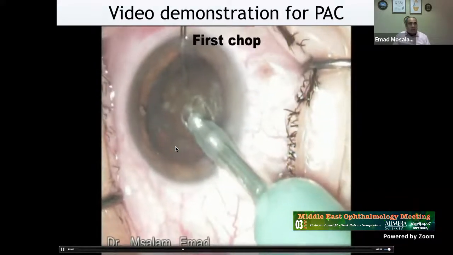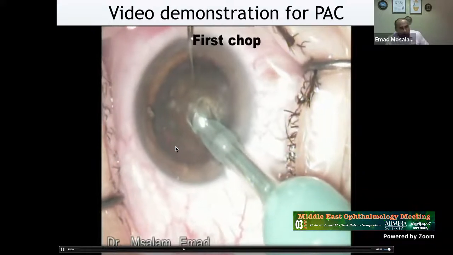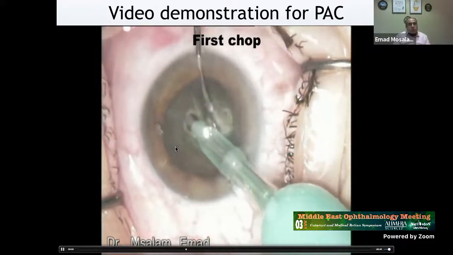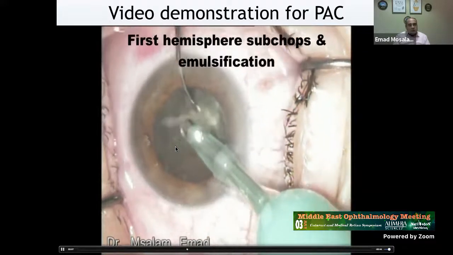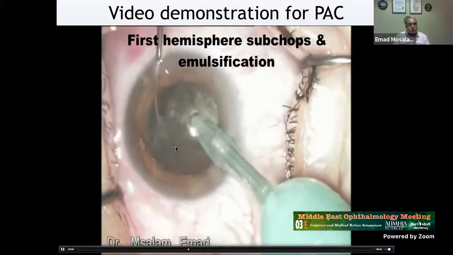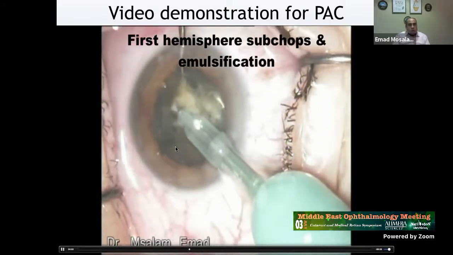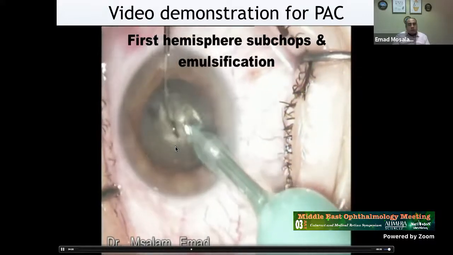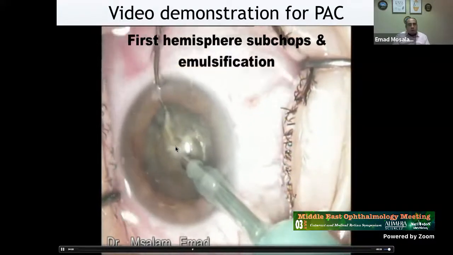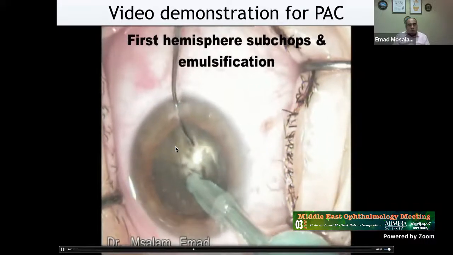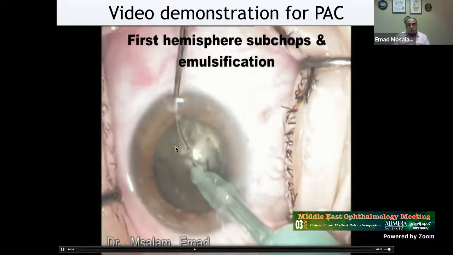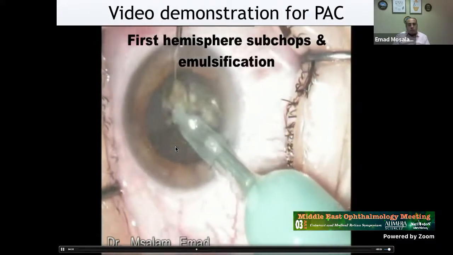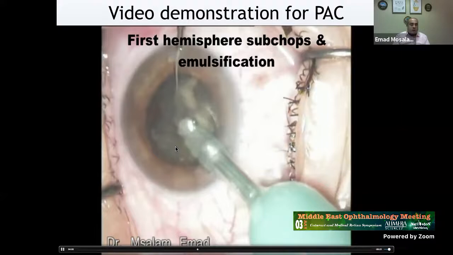And as you see, very hard nucleus. We don't make a groove to divide the nucleus, but we use our spatula with mechanical force to chop the nucleus into half. In this way, we are saving ultrasound and minimizing the damage to the endothelium. As you see, first chop is done. Now we are dealing with the first half.